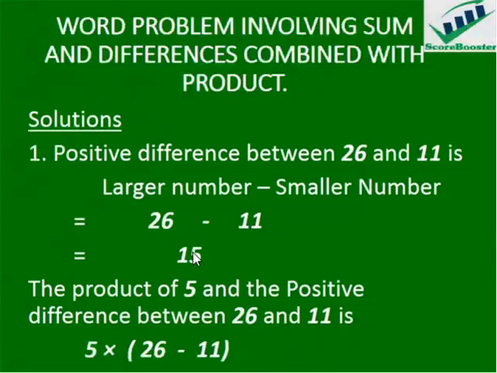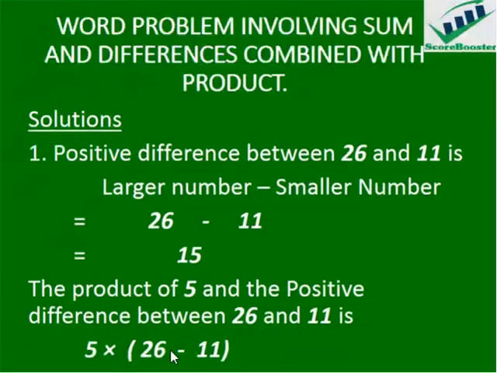So we now go back to the question. The question says the product of 5 and the positive difference between 26 and 11. This is what the statement of the question is. Product of 5, that is 5 multiplied by positive difference between what? 26 and 11. This is the numerical expression of that particular question. And we already have the value for positive difference between 26 and 11, that is 15. This automatically means 5 multiplied by 15.